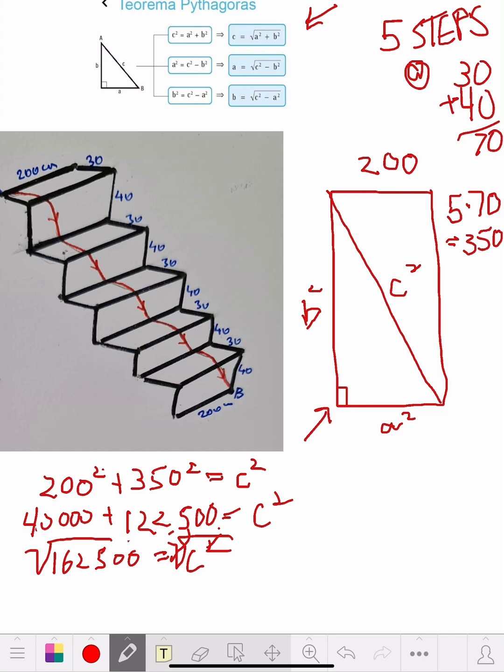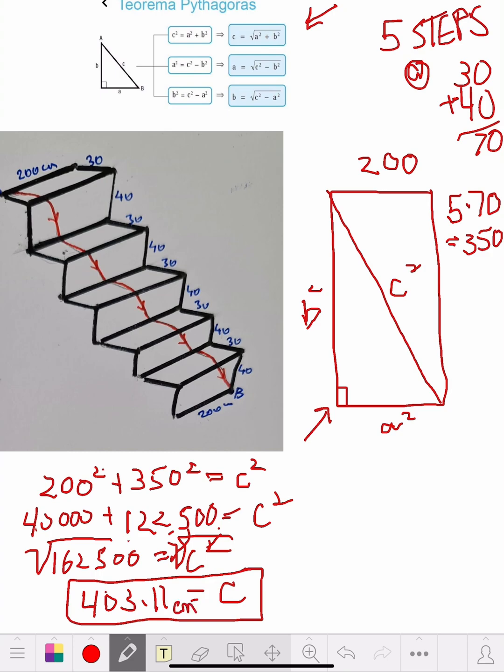So we do square root of 162,500. I get 403.11 equals, now it's just down to C. So that's the answer. That's the distance the ant traveled. Okay, centimeters. Let's put the centimeters in because sometimes teachers will mark it off and they won't give you full credit. We know we dealt with centimeters is what they're telling us. So that's the distance the ant traveled.